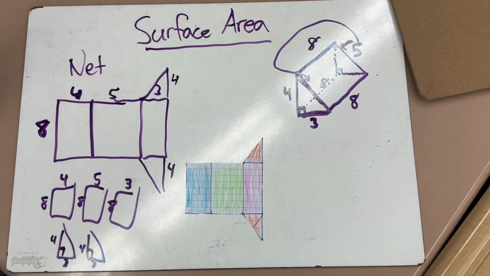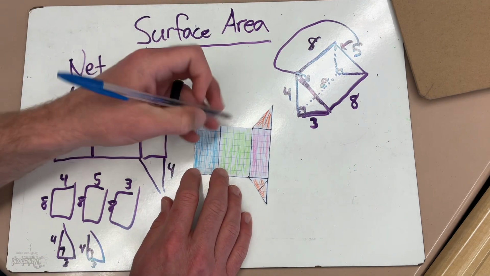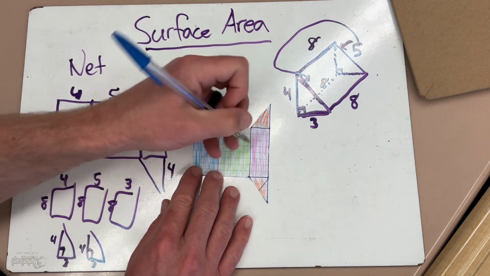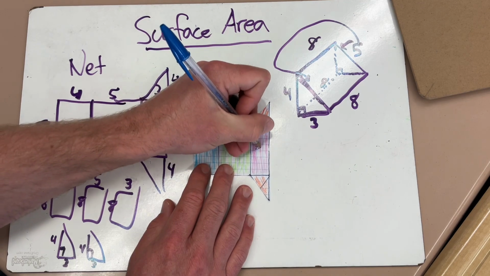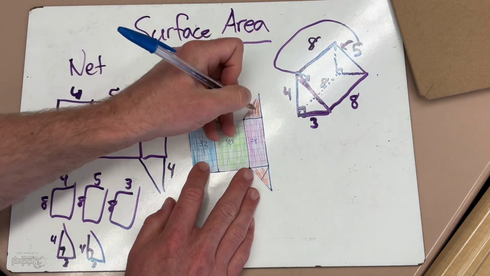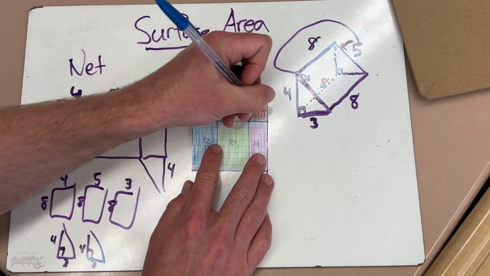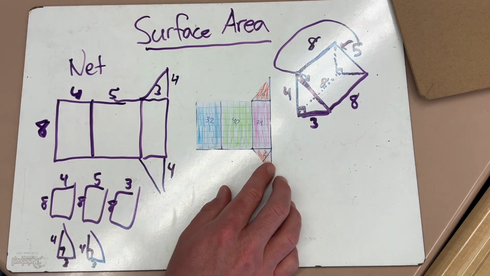So let's do that, and let's mark it on this guy right here. So I have an 8 by 4, which is 32. I have a 5 by 8, which is 40. I have 8 by 3, which is 24. Now, this triangle, 3 times 4 is 12. Divided by 2 is 6. This guy's its twin, so that's also 6.